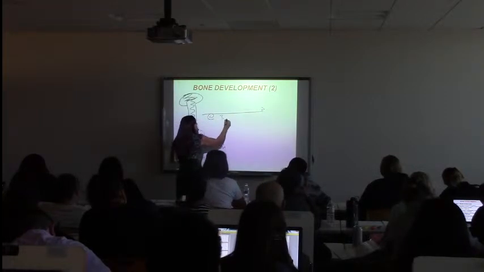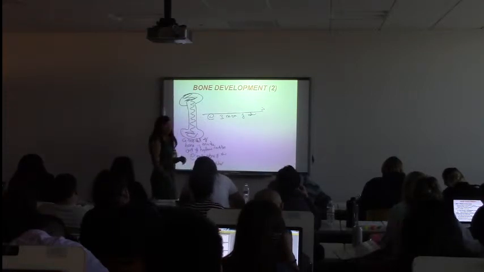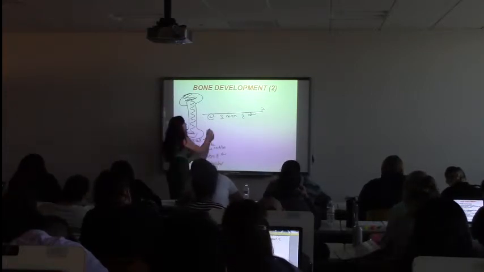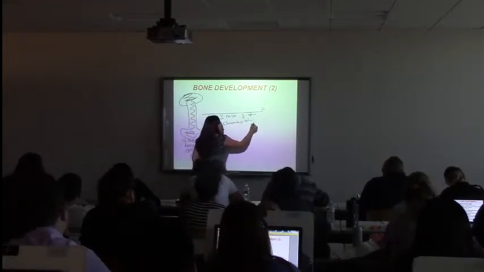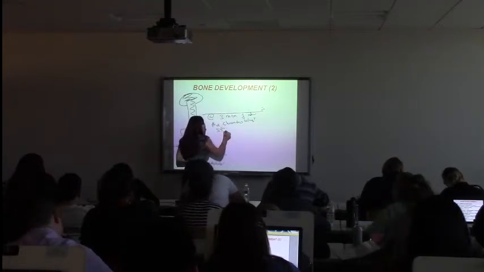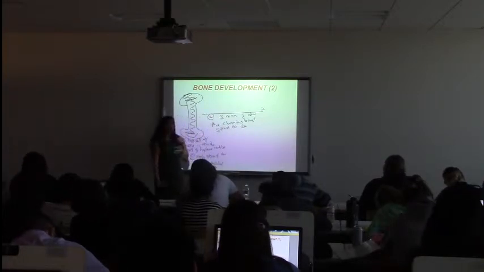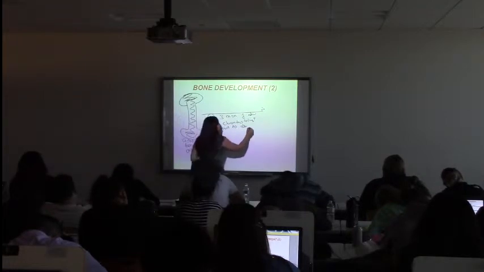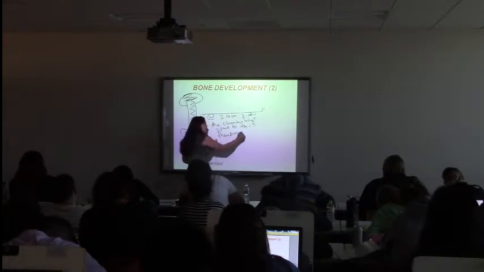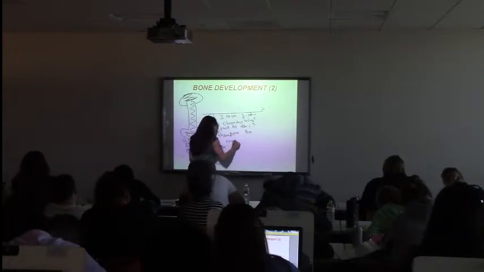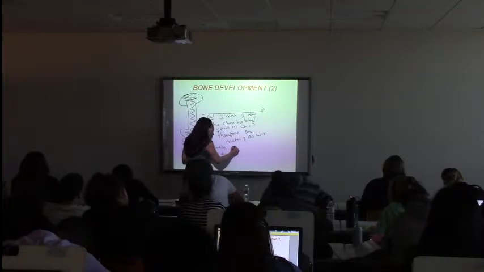At 3 months of development, this is still fetal life. At 3 months of development, the chondroblasts start to die, and therefore the matrix of the bone degenerates.